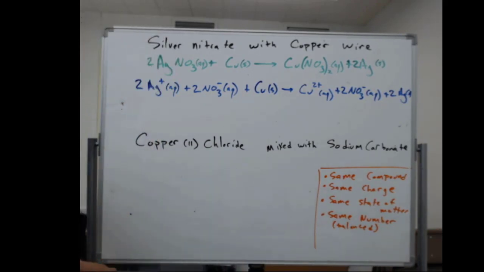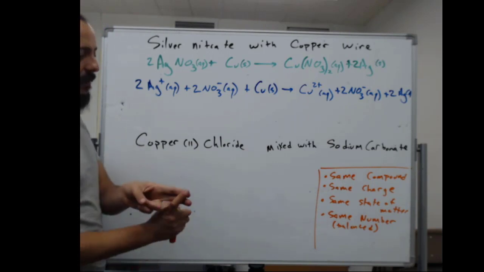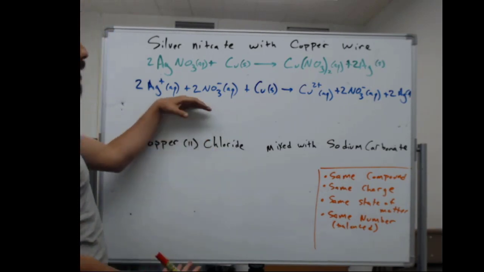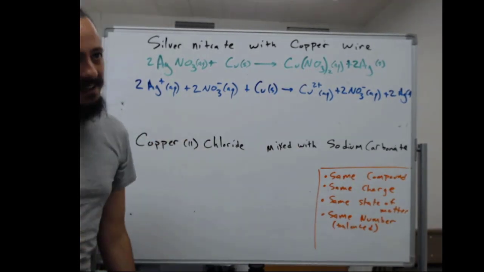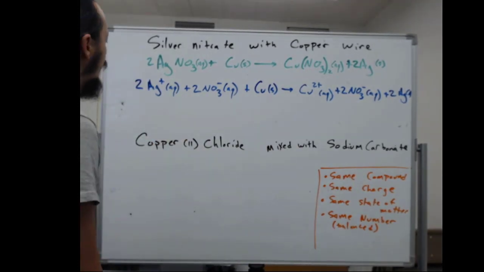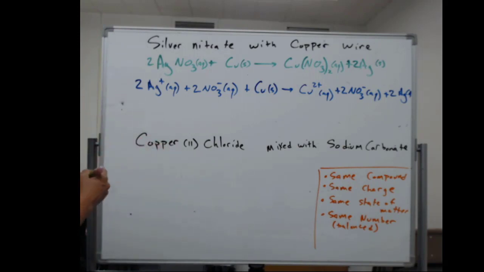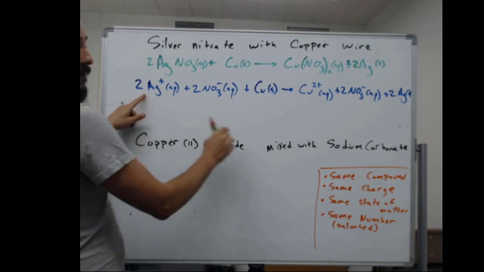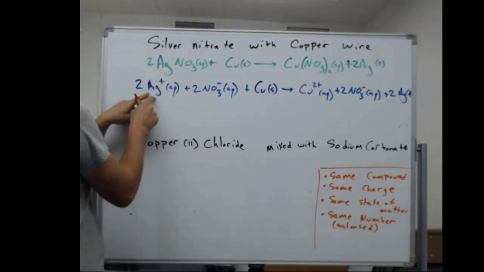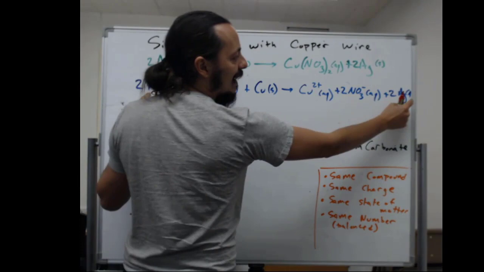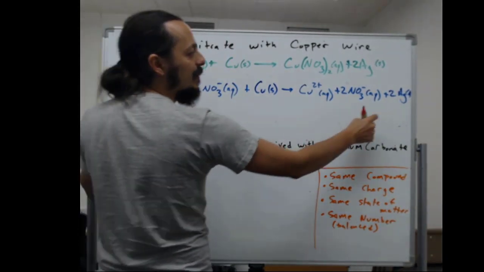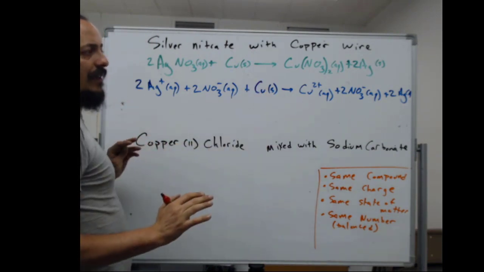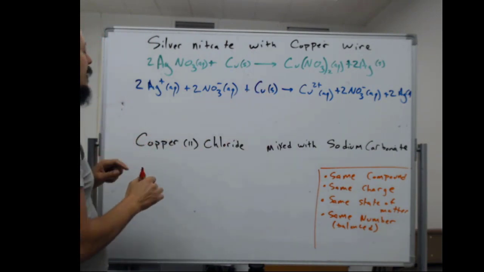So if we have something that is the same compound, same charge, same state of matter, same number, that is to say something that doesn't change between our reactants and our products, it's chemically boring. We don't really care about it. So in this reaction, let's go in order. Here we've got silver aqueous, here we've got silver solid, here we've got silver plus, here we've got silver no charge. So silver has changed in this reaction.